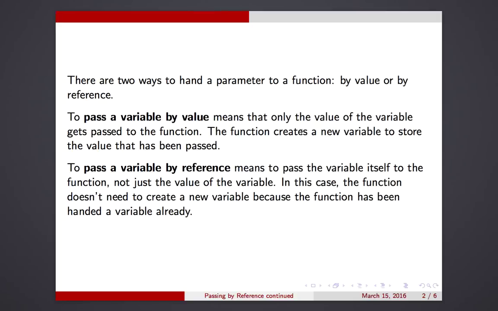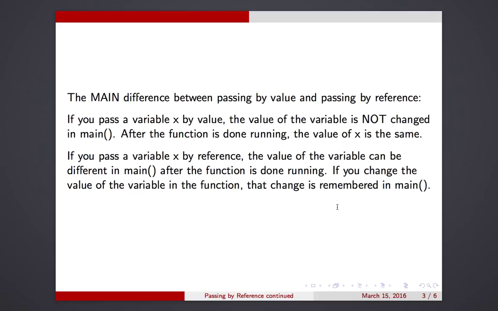So in the case of passing by reference, the function doesn't create a copy variable. It doesn't create a new variable. Okay, so it doesn't create a new box. So you don't just hand the value of the box over, you hand the box itself over, and therefore things that happen in the function are remembered back up in main.